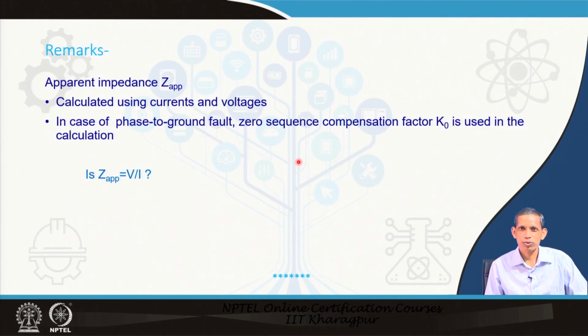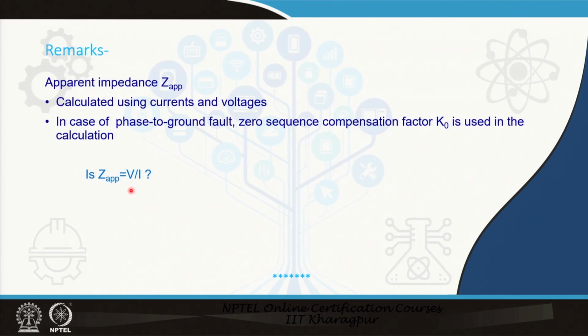Now, the last question that comes up is: is Z apparent equal to V by I? Not really, because it is not simply VA divided by IA. For phase to phase fault, it is VB minus VC upon IB minus IC, and particularly for phase to ground fault, it is VA upon IA plus K naught I naught. Therefore, it is not as simple as phase voltage by phase current for Z apparent calculation. So, we saw how the Z apparent can be calculated by the relay successfully. Thank you.